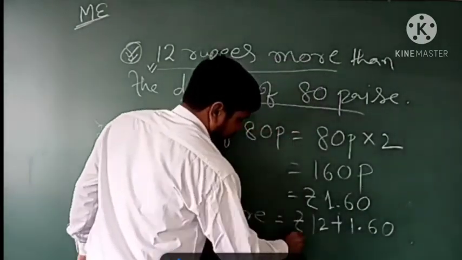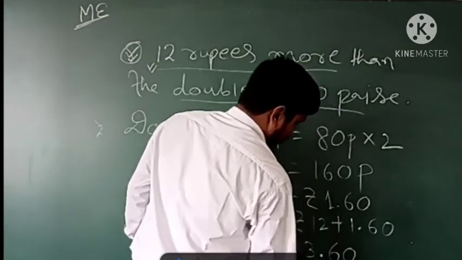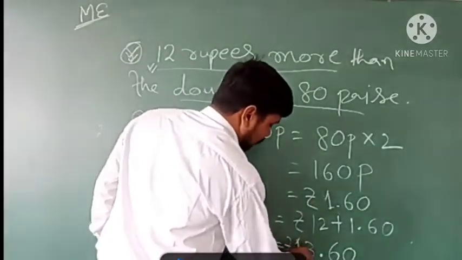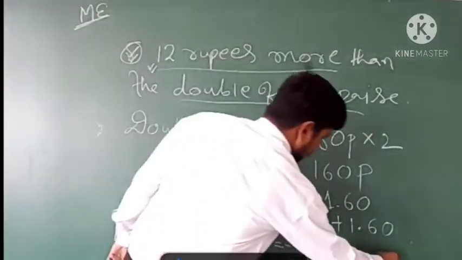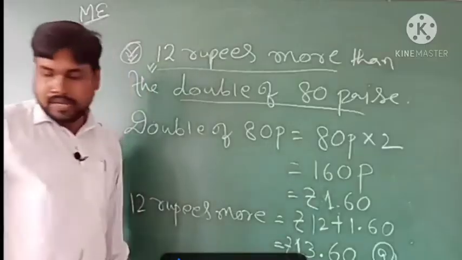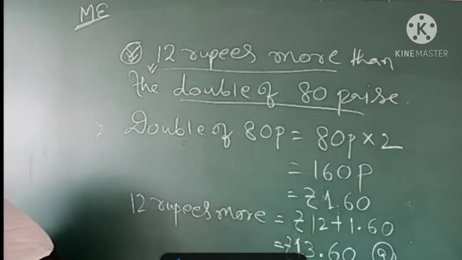So it will be rupees 13 decimal 60, meaning 13 rupees 60 paise. So 13 rupees 60 paise is which option? First option, right? So option A will be the correct answer. So this is how very simply you can solve. Yes, 13 decimal 60 is the correct answer.